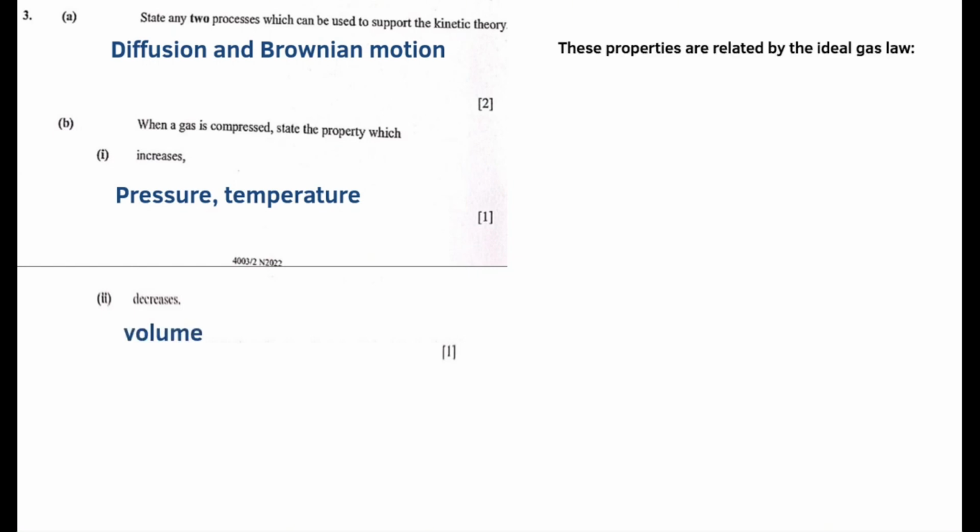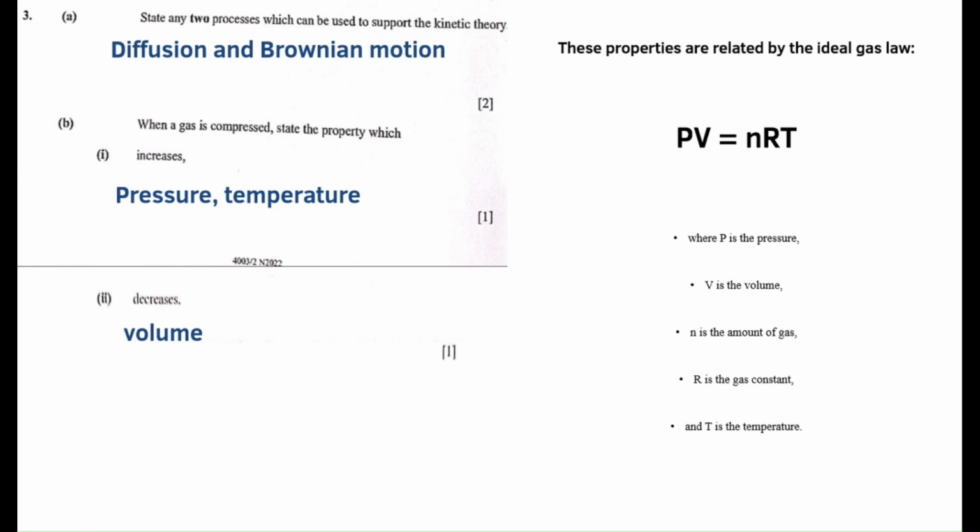This is, of course, explained by the ideal gas law, which says PV equals nRT, where P stands for the pressure of the gas, V is the volume of the container in which the gas is, n is the amount of gas particles there, R stands for the gas constant, and T is the temperature of the particles of the gas. Okay. The next question says, explain why it is easier to compress a gas than a solid.